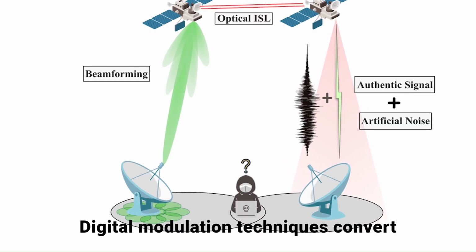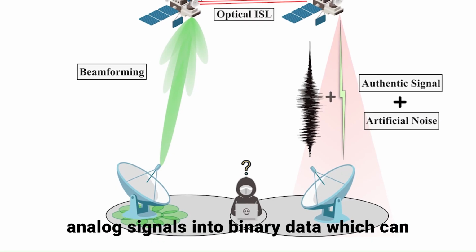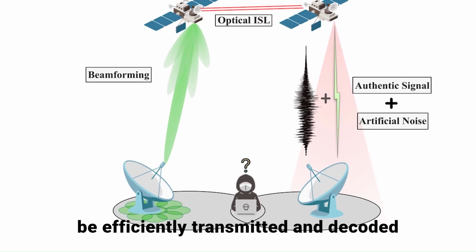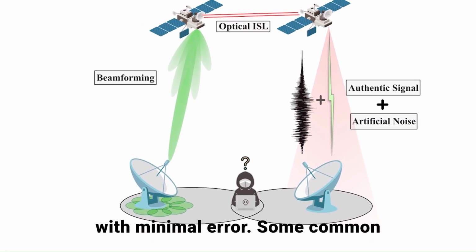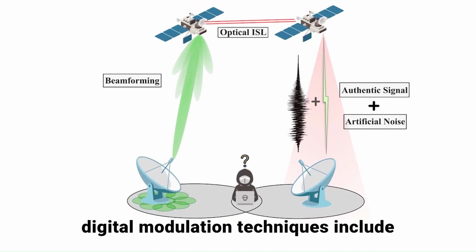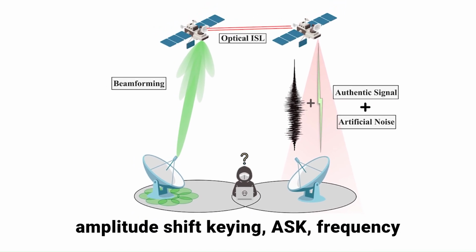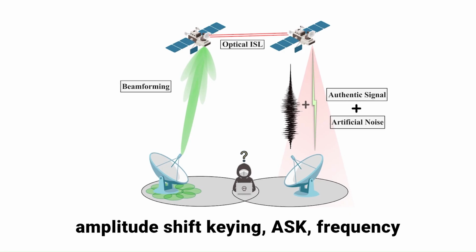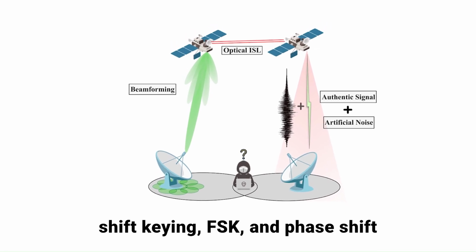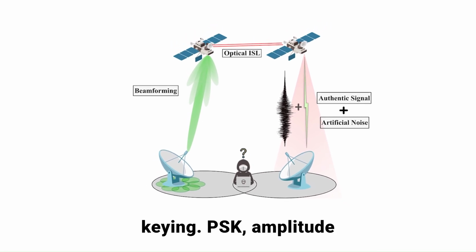Digital modulation techniques convert analog signals into binary data, which can be efficiently transmitted and decoded with minimal error. Some common digital modulation techniques include amplitude shift keying, ASK, frequency shift keying, FSK, and phase shift keying, PSK.